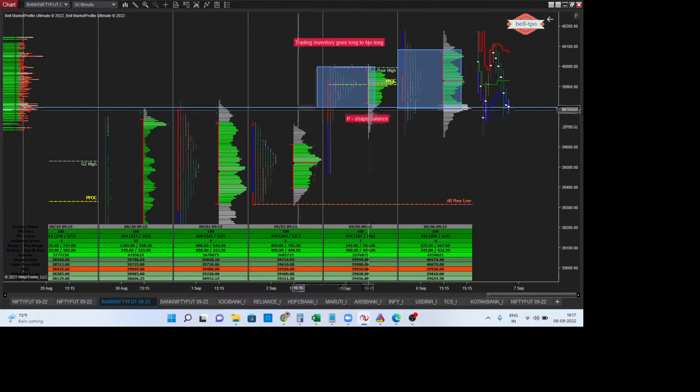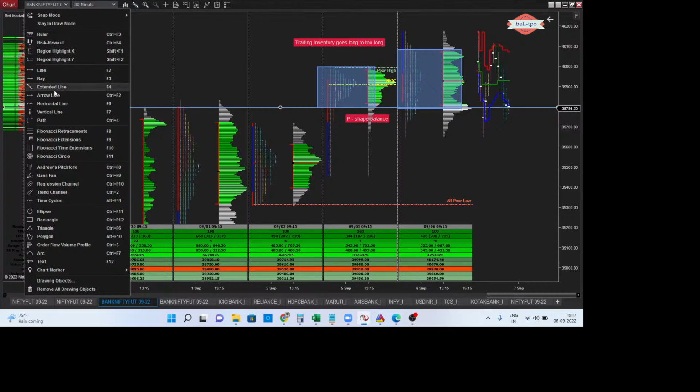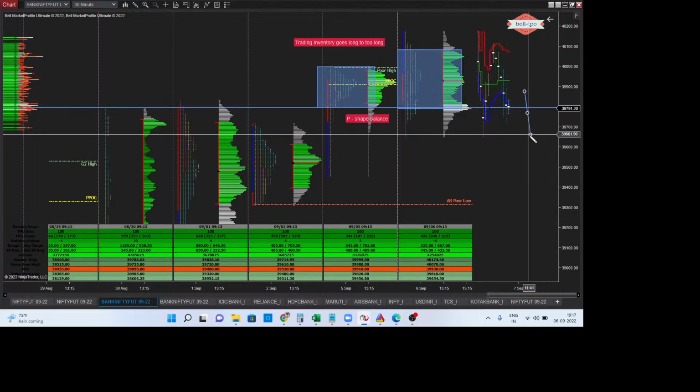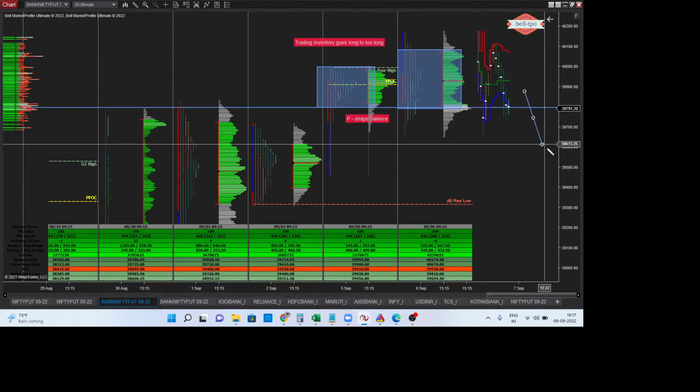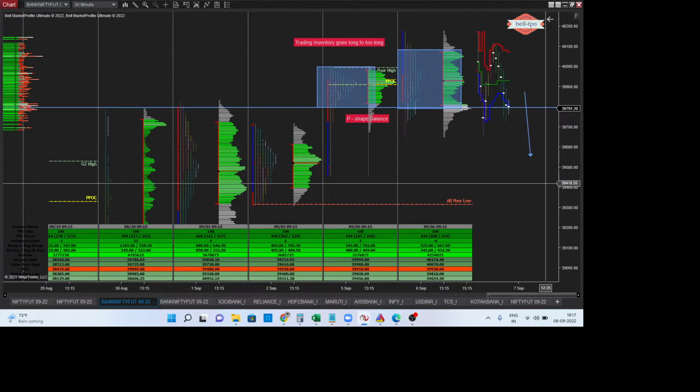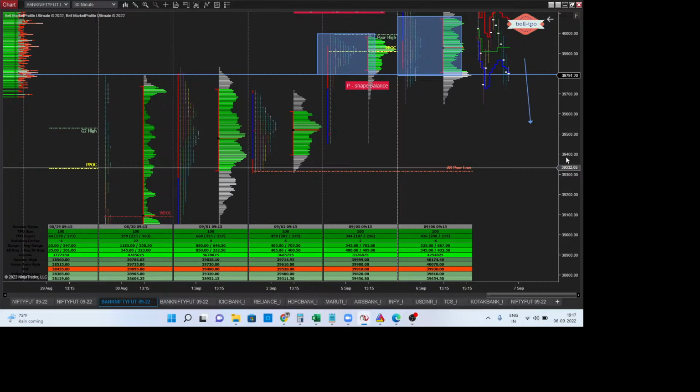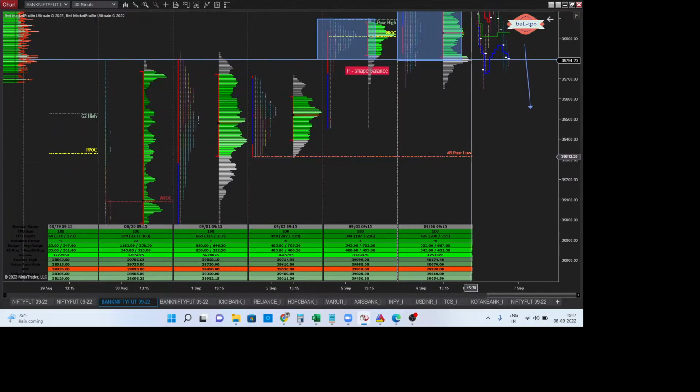However, the P-shaped profile is acting as a kind of support zone. Price is also hanging around that zone and still hasn't given up yet. But if I see more and more trading activity coming down, start accepting below the 39,791 kind of levels, probably I'll be expecting price action to start focusing towards two important reference levels.